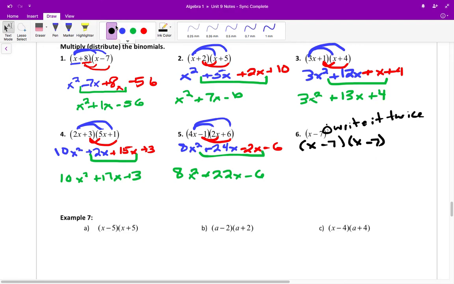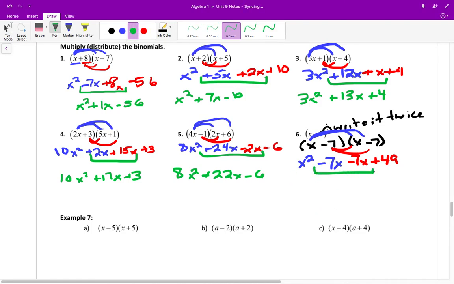Okay, so then it looks just like all the other ones we've done, where you're going to do some distributing. So x multiplied by x, you get x squared. X multiplied by negative 7, you get a minus 7x. And then go through and do your second round of distributing. So negative 7 multiplied by x is another minus 7x. Negative 7 and negative 7 multiply to be positive 49. And then again, you have a couple terms in the middle, add together. So your final answer, x squared minus 14x plus 49.